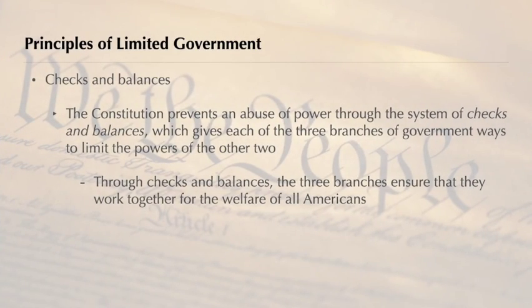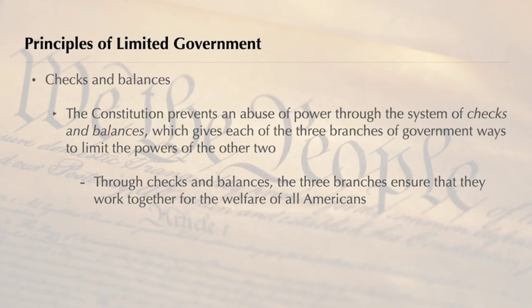Another way the Constitution protects against abuse of power in the federal government is through checks and balances. This system gives each of the three branches of government ways to limit the powers of the other two. For instance, the House can impeach or accuse the president or other high officials of serious wrongdoing. If found guilty in a trial by the Senate, the official will be removed from office.